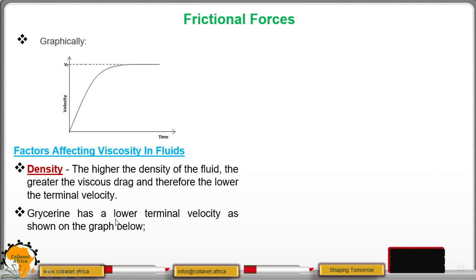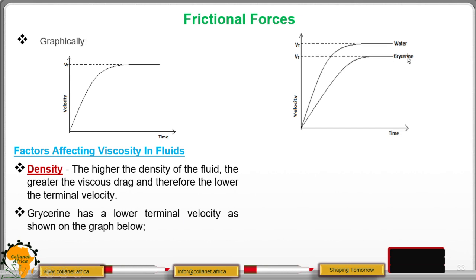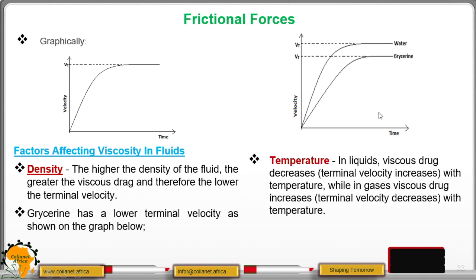So glycerin has a lower terminal velocity as shown graphically here. This is the glycerin. It has a lower terminal velocity because it has higher density. This is water. It has a higher terminal velocity because it has less density as we compare the two.